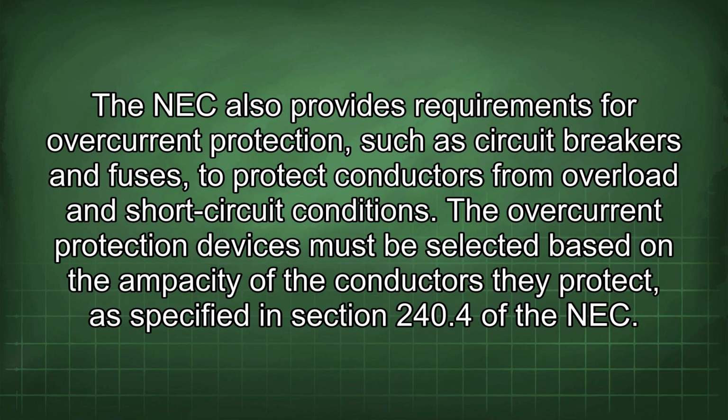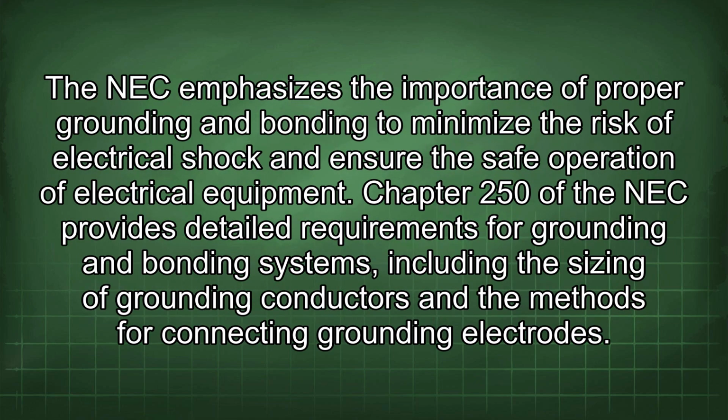The NEC also provides requirements for overcurrent protection, such as circuit breakers and fuses, to protect conductors from overload and short-circuit conditions. The overcurrent protection devices must be selected based on the ampacity of the conductors they protect, as specified in Section 240.4 of the NEC. The NEC emphasizes the importance of proper grounding and bonding to minimize the risk of electrical shock and ensure the safe operation of electrical equipment. Chapter 250 of the NEC provides detailed requirements for grounding and bonding systems, including the sizing of grounding conductors and the methods for connecting grounding electrodes.